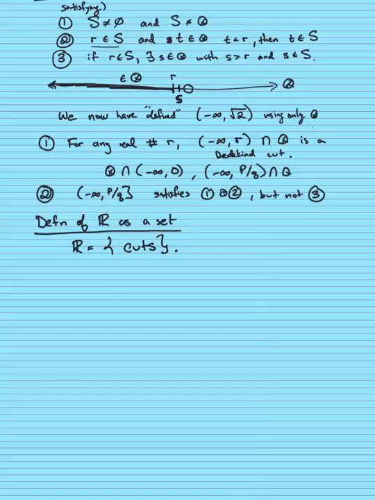So we think of the rational numbers contained in the real numbers. Now remember, these are certain subsets of the rationals. The way that you identify a rational number with a real number is precisely by sending the rational number p over q to the Dedekind cut negative infinity to p over q.